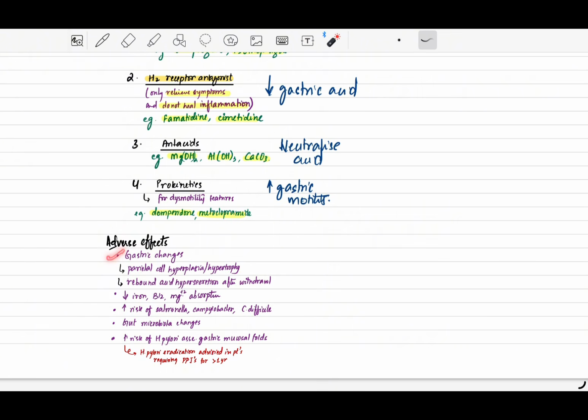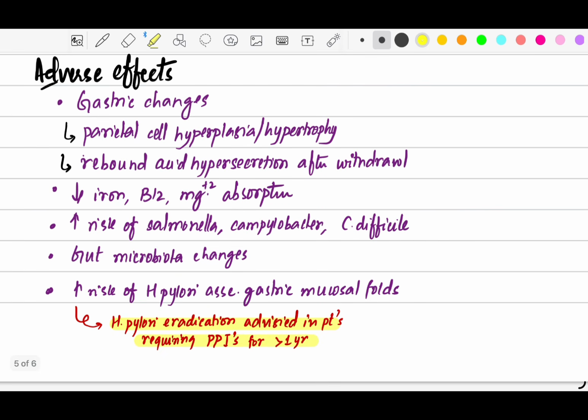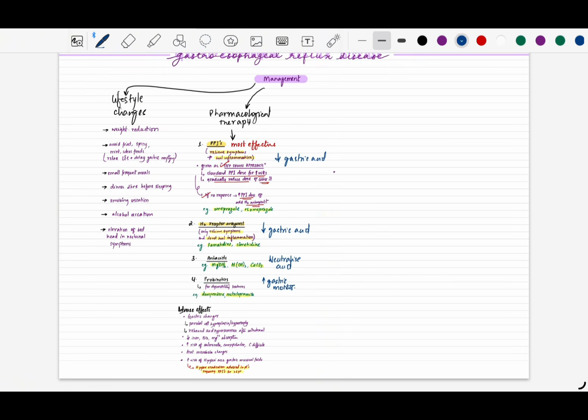gastric changes, which includes parietal cell hyperplasia and hypertrophy, rebound acid hypersecretion after withdrawal, decreased iron, vitamin B12, and magnesium absorption, increased risk of salmonella, campylobacter, and C. difficile, gut microbiota changes, and an increased risk of H. pylori associated gastric mucosal folds, which means that an H. pylori eradication is going to be advised in every patient that requires proton pump inhibitor use for greater than 1 year.